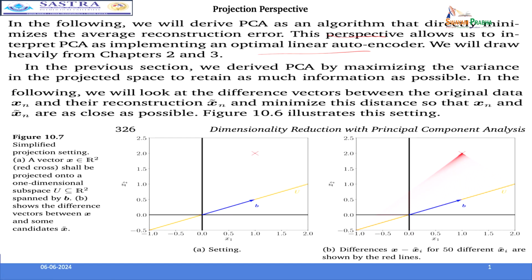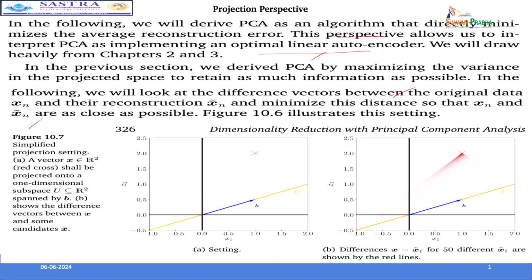In the previous section, we derived PCA by maximizing the variance in the projected space to retain as much information as possible. In the following, we will look at the difference vectors between the original data xn and their reconstruction xn bar, and minimize the distance so that xn and xn bar are as close as possible. Figure 10.6 illustrates this setting.